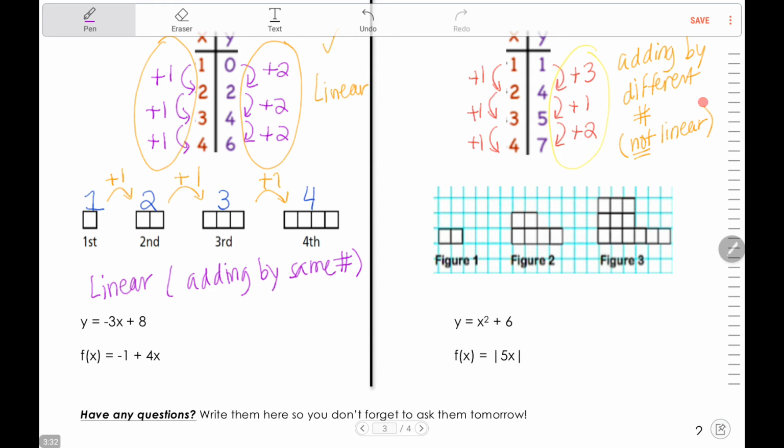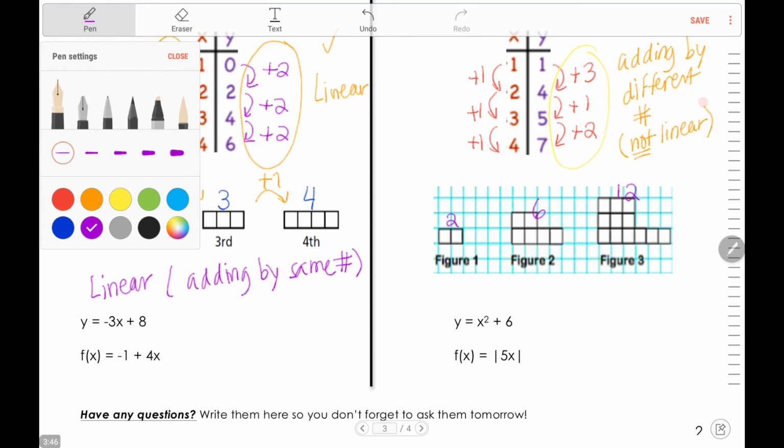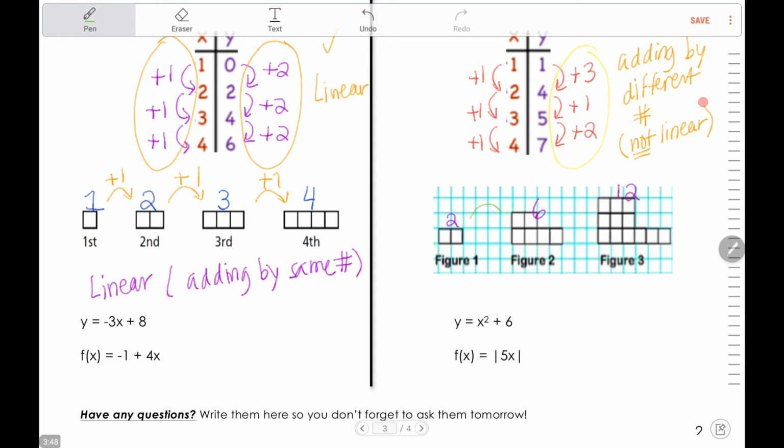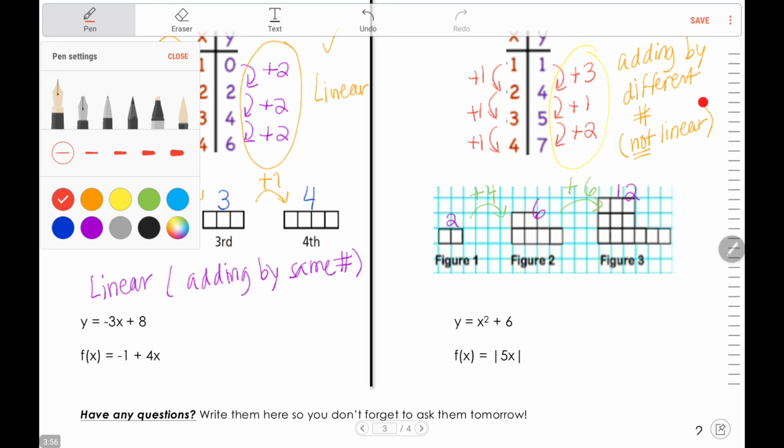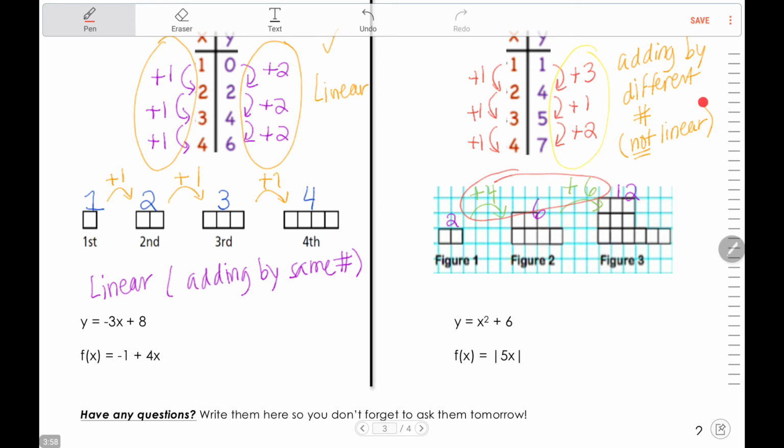Let's look at the blocks on the right. There are 2 blocks in the first figure, 6 blocks in the second figure, and 12 blocks in the last figure. So between each figure, 2 to 6 is plus 4, 6 to 12 is plus 6. Already we can see that it's adding by different amounts. So it is not linear.